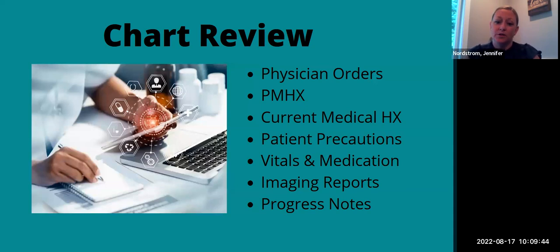It's really important to look at the past medical history of your client, as well as their current medical status. So why were they admitted? What has their hospital course been? What medications are they currently on? How have their vitals been? Because all of that is going to influence the type of therapy and monitoring you need to do during therapy.